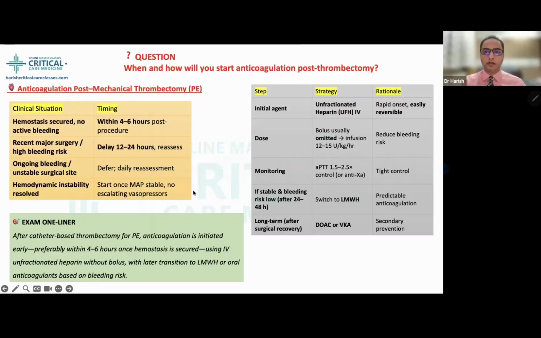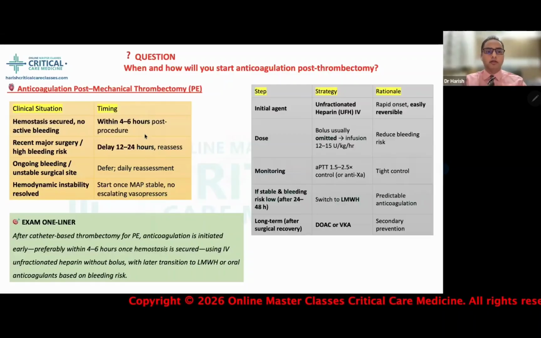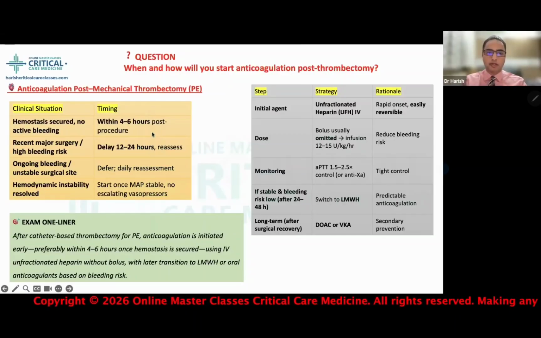So our patient underwent catheter based mechanical thrombectomy. So how are we going to plan for the anticoagulation? Okay. So anticoagulation in the post mechanical thrombectomy. Hemostasis is secured. There is no active bleeding. So within 4 to 6 hours of the post procedure, you can start anticoagulation. Recent major surgery or high bleeding risk, delay for 12 to 24 hours and again reassess.